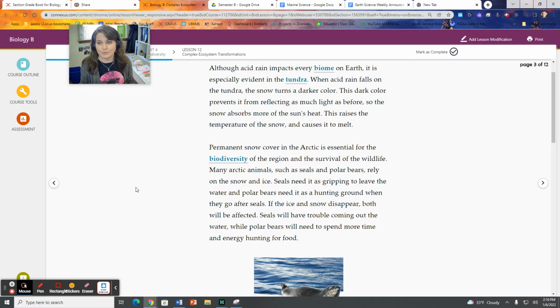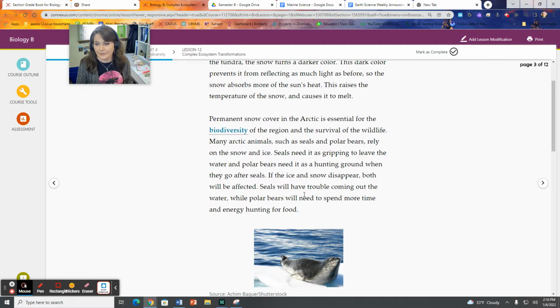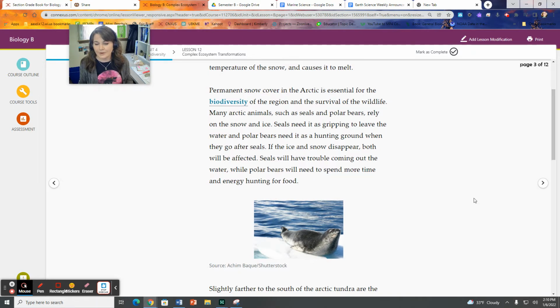So this causes the temperature of the snow to increase, it causes the snow to melt, and as you can imagine, it has a lot of effects on the different organisms that live there. A lot of Arctic animals are adapted to living in that snow cover. So their coloration, their habitats, and things like that are dependent upon a large amount of snow cover. For example, it says seals will have trouble coming out of the water. Polar bears will need to spend more time and energy hunting for food.